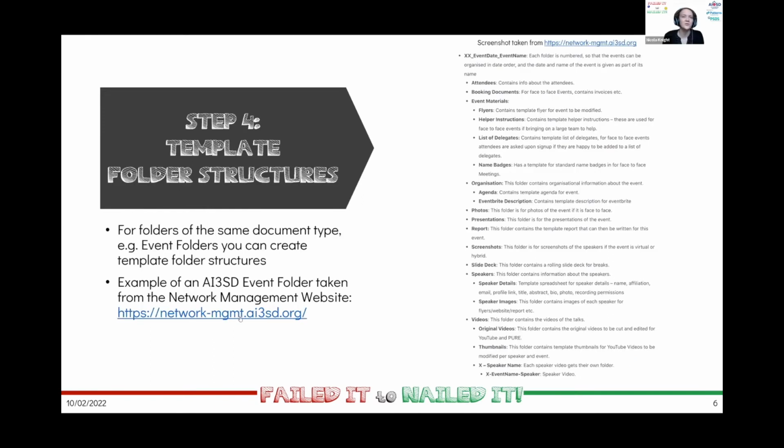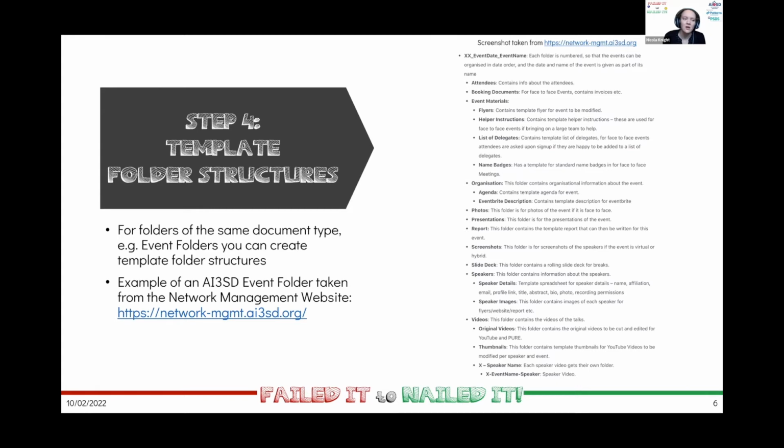This leads us nicely on to step 4. So where you're going to be creating folders which are the same types of documents all the time, for example, when you're creating things around events, it can be really useful to create a template folder with template documents inside it, so that each time you create a new event, it has the same structure that you can then follow. This would also work well for work packages or sub-projects that all have to produce the same style of reports.